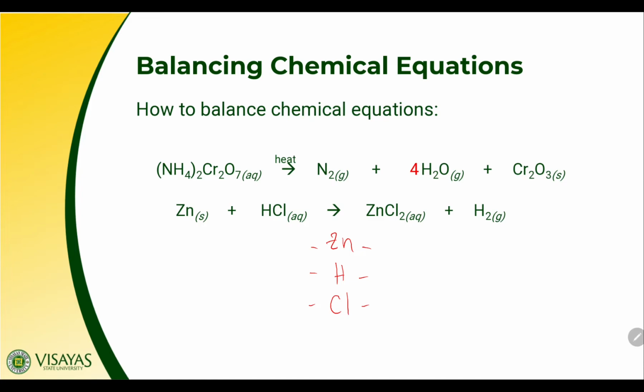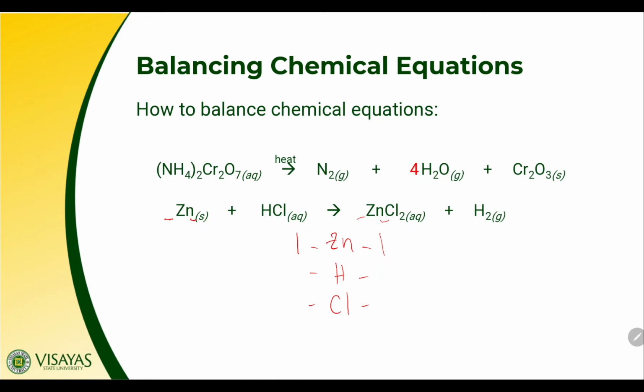Here, the element with the largest atomic number is zinc. So we start balancing the number of zinc atoms in the equation. On the left side, we have 1 times 1 in here, so you have 1 zinc atom. On the right side of the equation, we have 1 times 1, so we also have 1 for zinc.